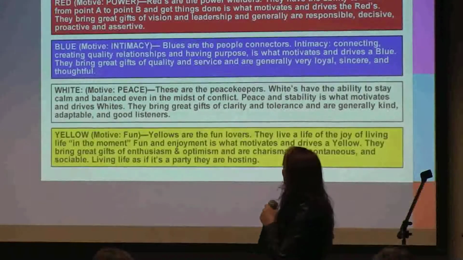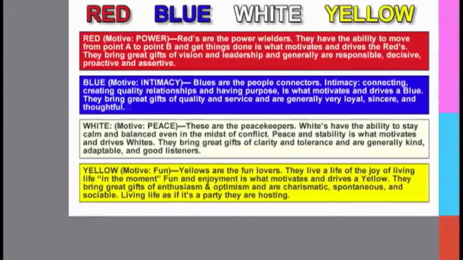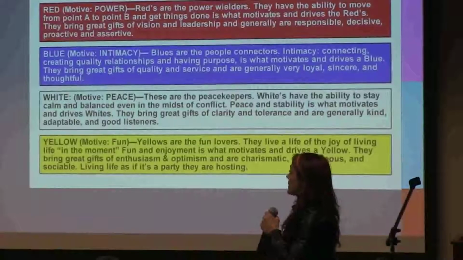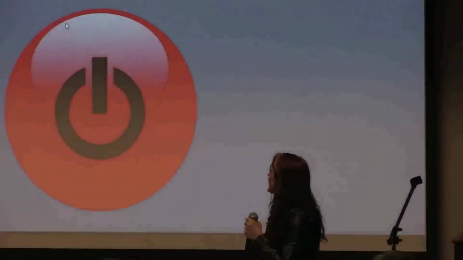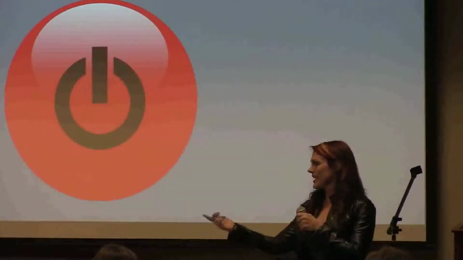So these are the 4 categories when you do the color code: red, blue, white, and yellow. You can kind of just look at those. We'll talk about them a little bit. So those are the basic 4. Reds are motivated by power. So what are some good characters in books that you can think of that were motivated by power? Voldemort. Yes, thank you.